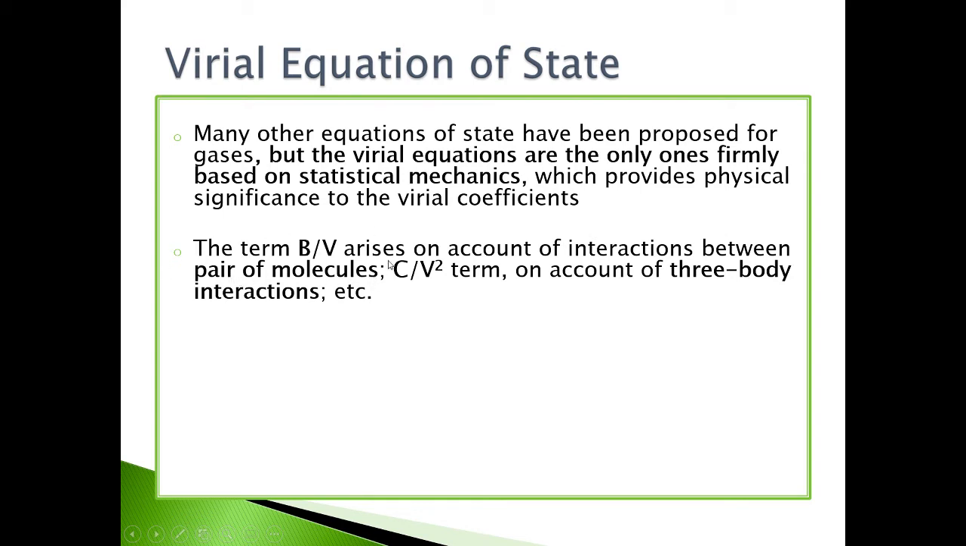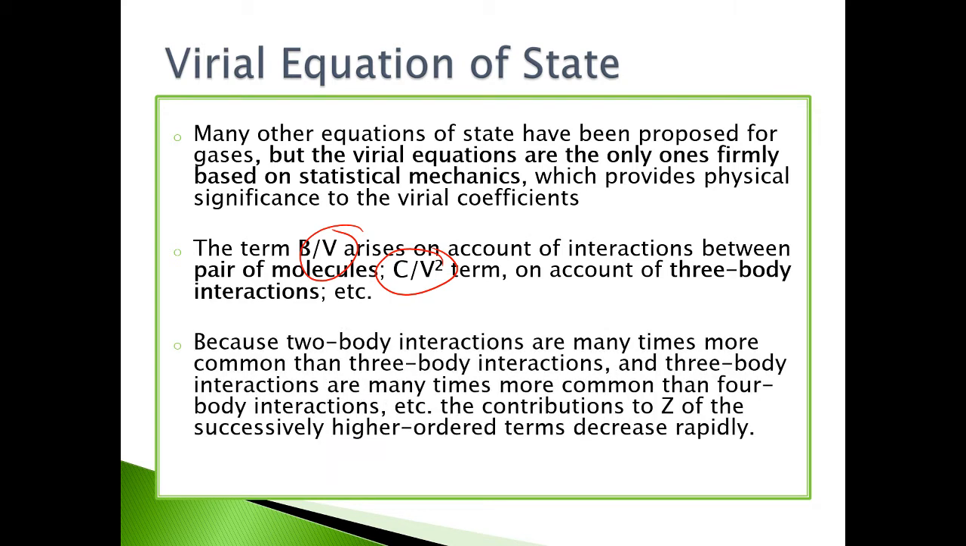The third term, yung C over V squared, accounts for the three-body interaction. Okay, na-imagine nyo, pag nag-collide yung dalawang molecule, so pair lang sila, ang nag-a-account doon ay yung B over V na term. Pero ang collision mo ay tatlo silang nag-collide sabay-sabay, ang nagka-account nun ay yung third term, which is yung C over V squared, and so forth. So, pag apat na sila, yun fourth term na ng Virial equation.